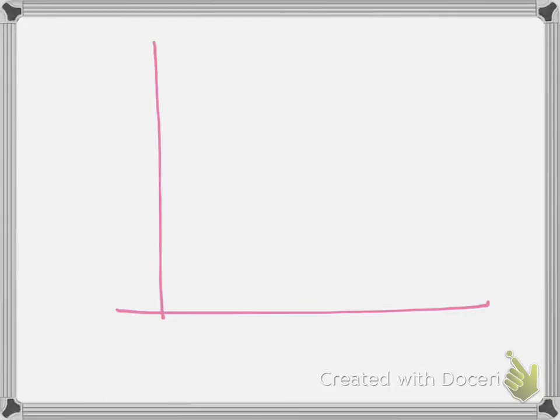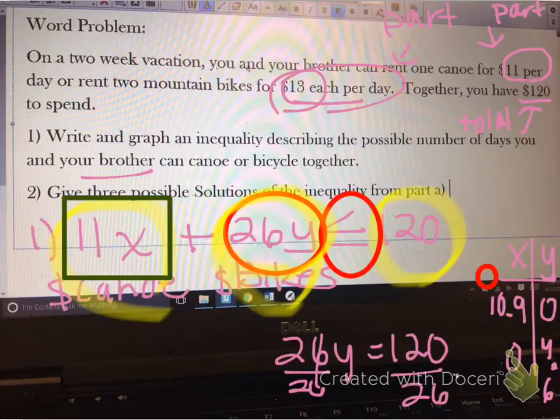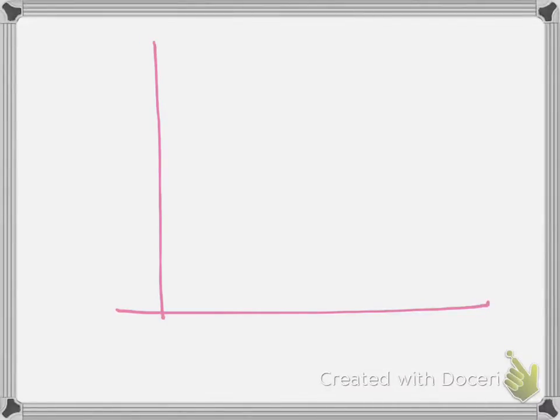So the first one, we did it when y was 0, I believe, but I'm going to double check. When y was 0, x was 10.9. So 1, 2, 3, 4, 5, 6, 7, 8, 9, 10.9. Okay. And then the other one was 4.6. 1, 2, 3, 4, 5. Approximately here. It was a less than or equal to, so I'm going to have a solid line.